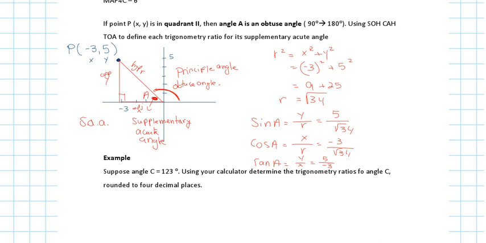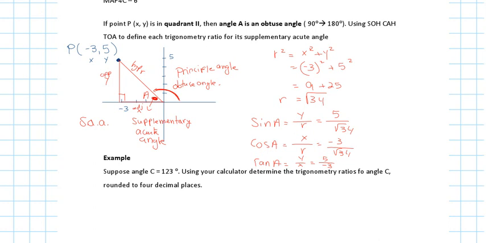Did you guys make the connection here? Did we expect cosine and tan to be negative? We did, because that's what we explored yesterday. Because this whole big angle, the obtuse angle, the principal obtuse angle, is obtuse. So cosine and tan are going to be negative for obtuse angles.